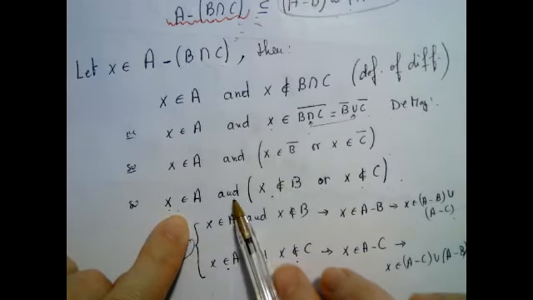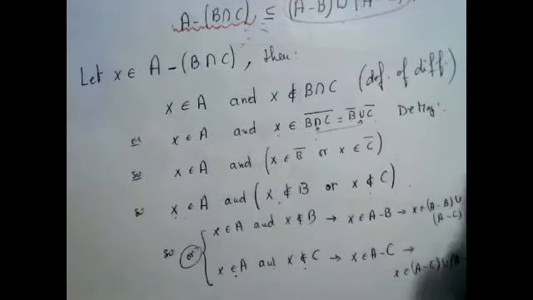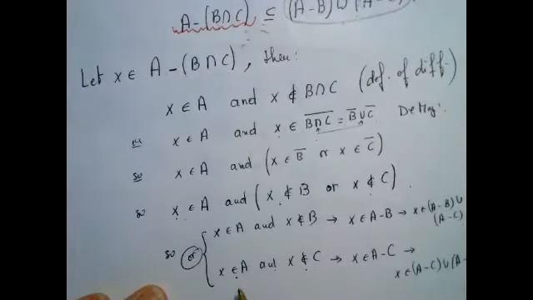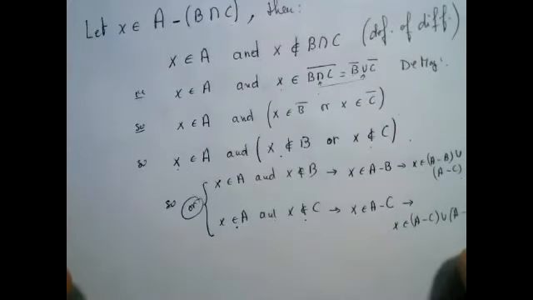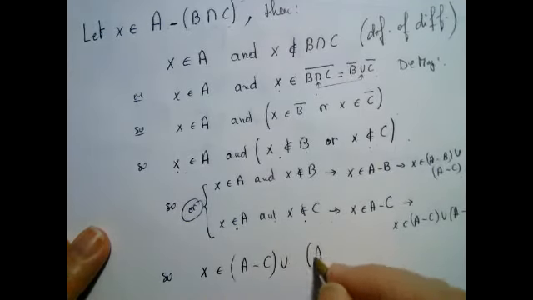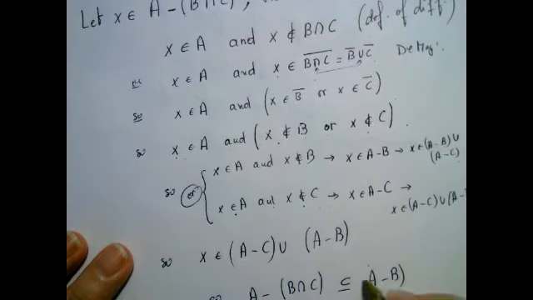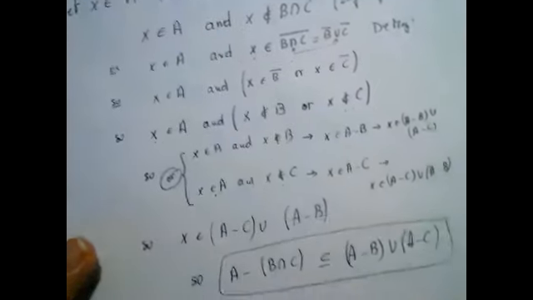It could be in A and not in B, or in A and not in C. So if it's in A and not in B, it means it's in A minus B. If it's in A and not in C, it is in A minus C. So that's really the logic we're using. So hence, in either case, we ended up in A minus C union A minus B. So we have the first inclusion: B is a subset of A minus B union A minus C. And I have the first inclusion.